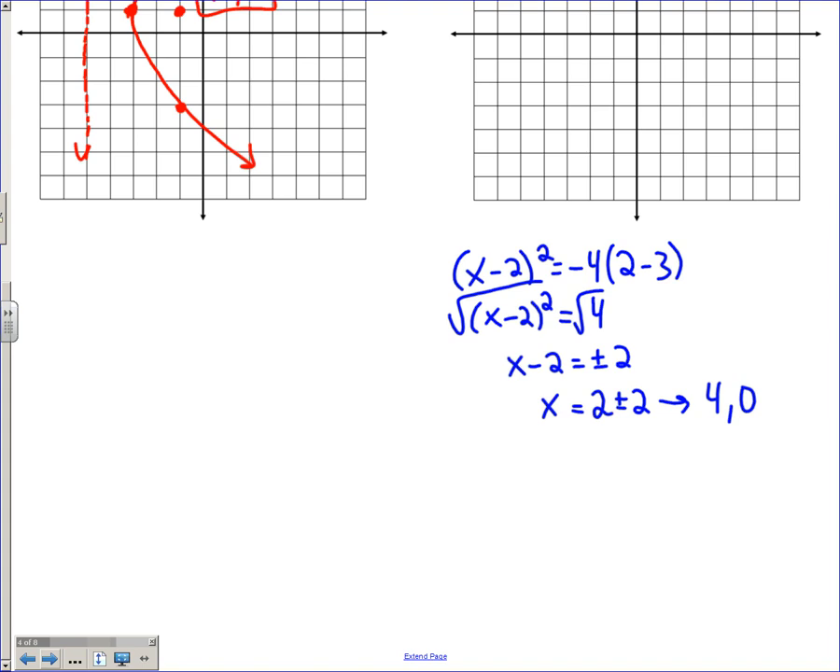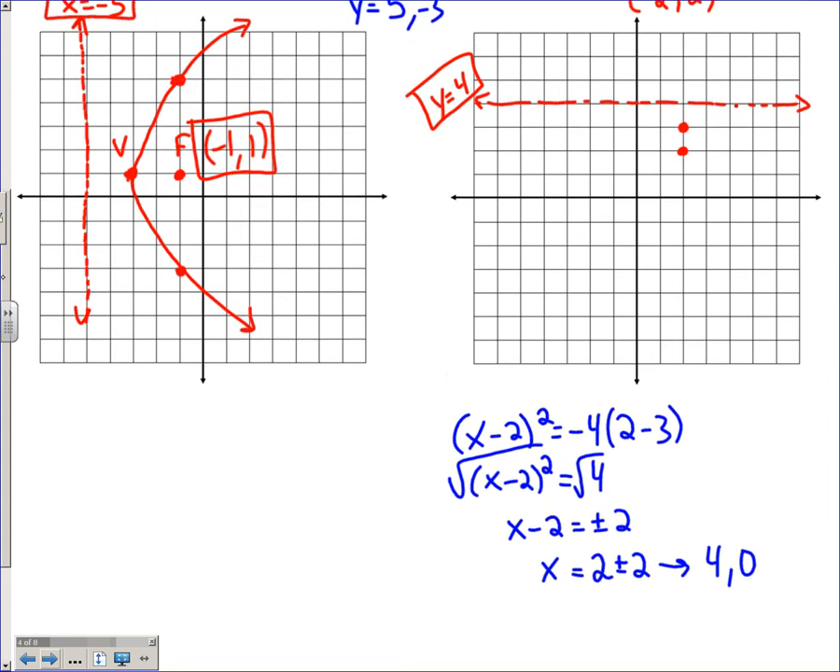So I can start to plot those 2 points on my graph. So if x is 4, y is 2. If x is 0, y is 2. And then I can make my parabola like so, opening downward.